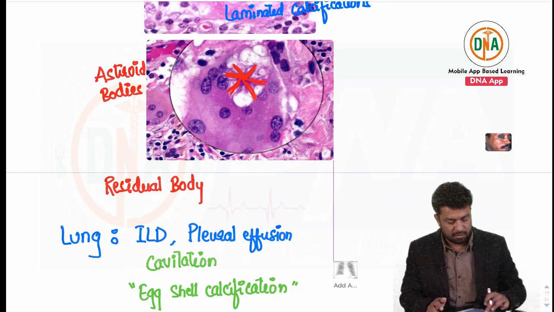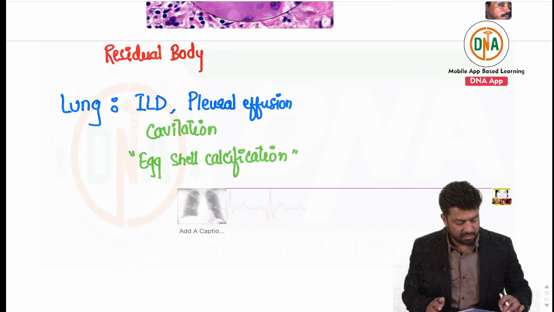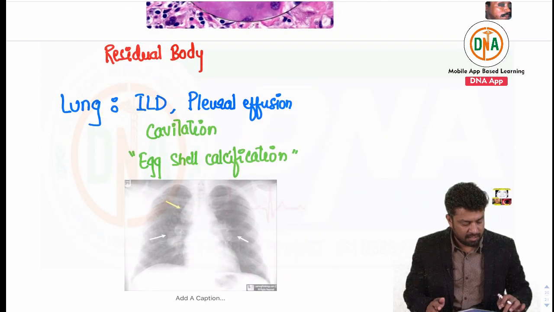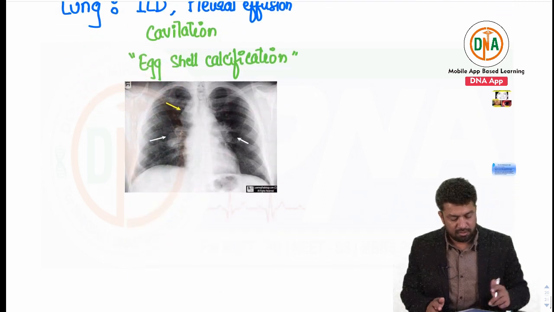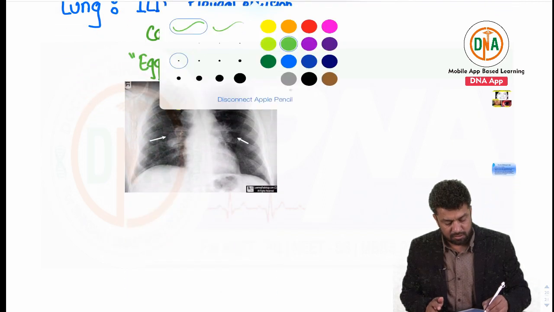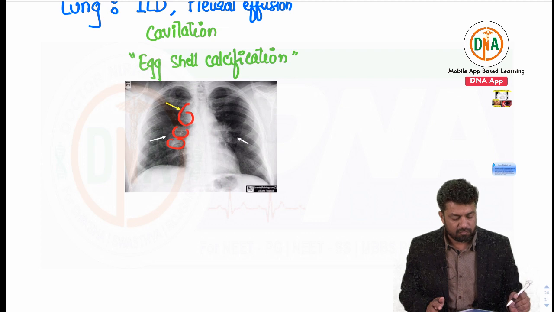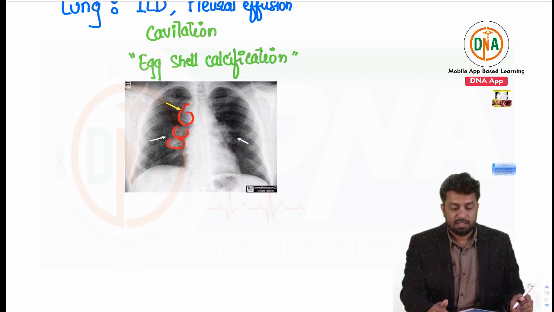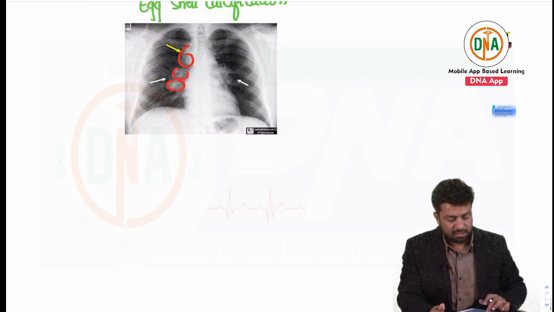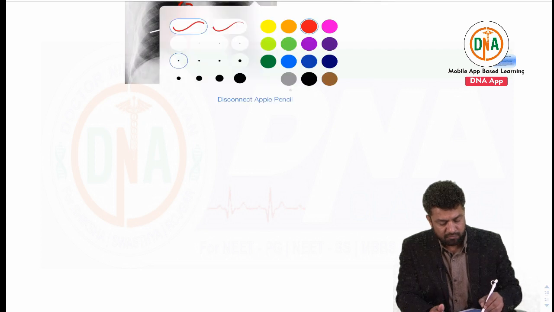So here is an image of the chest X-ray where we can see that the patient is having eggshell calcification of the lymph nodes. Here you can see that these calcifications are very clearly visible in these patients. So these are important differential diagnoses of the eggshell calcification.